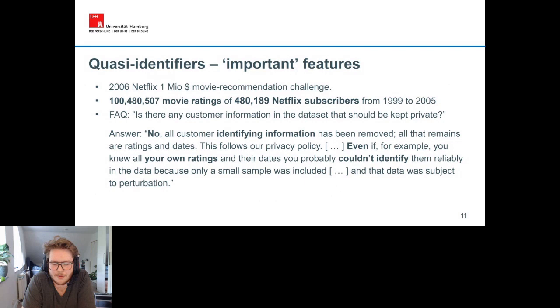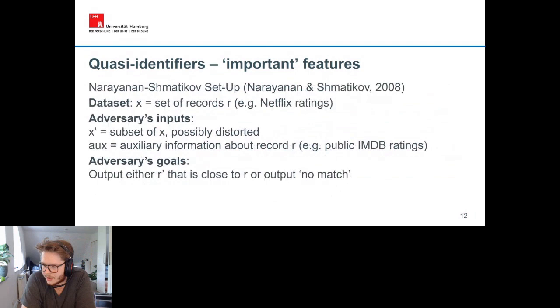So, as it is with things like that, there is always someone who spoils the day, right? There was a great paper in 2008, and they basically came up with a small algorithm. They had the dataset X, which is our Netflix dataset, so a set of records, the Netflix ratings. And now they use something else as an attacker, here called the adversary. They have X prime, which is a subset of X, possibly distorted, so they don't even need the full dataset. And then they need something they call aux, so auxiliary information, which basically means they need some more data, right?